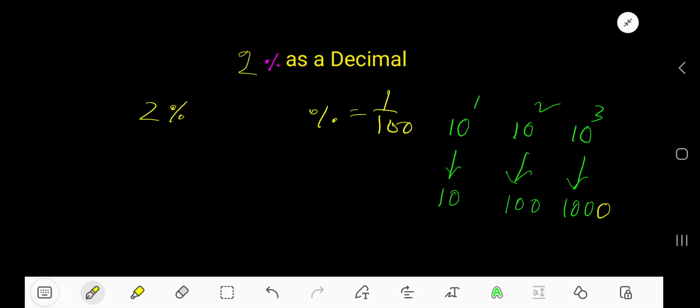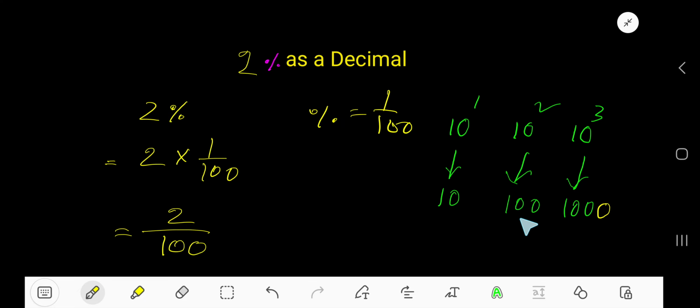2% as a decimal. Look, percent means 1 over 100. So 2% means 2 times 1 over 100, that is 2 over 100. To divide, now you need to divide 2 by 100.